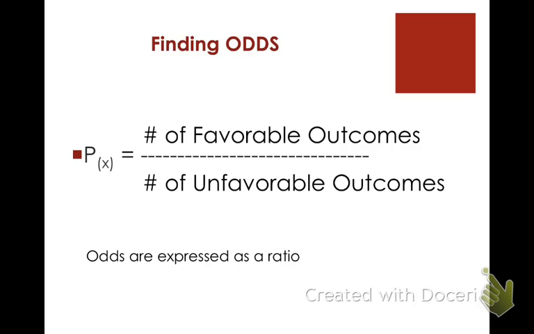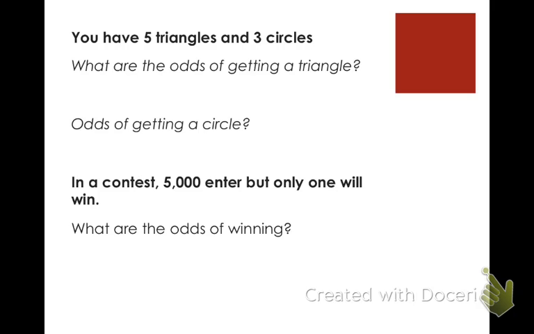Odds are a little bit different than probability because what you're doing is you're comparing the favorable outcomes, what you're looking for, to not the total. You're comparing them or dividing them. So actually we're just comparing them to the unfavorable, what we're not looking for. And so odds are expressed as a ratio. So let's try that on your note sheet.